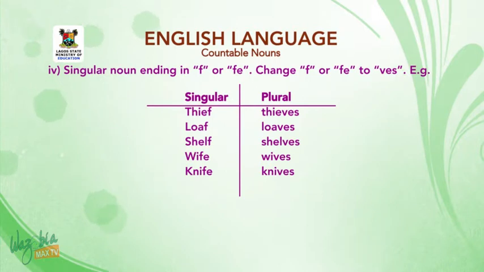Four, singular nouns ending in F or FE. Change F or FE to VES. E.g., thief, thieves. Loaf, loaves. Chef, chefs. Wife, wives. Knife, knives.